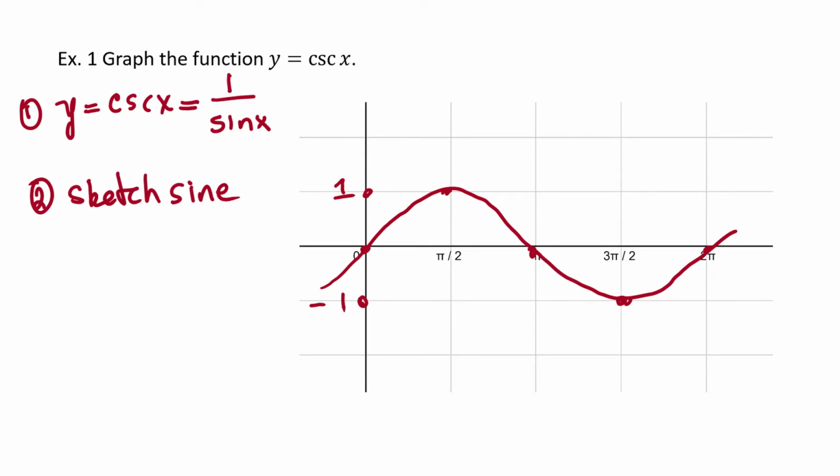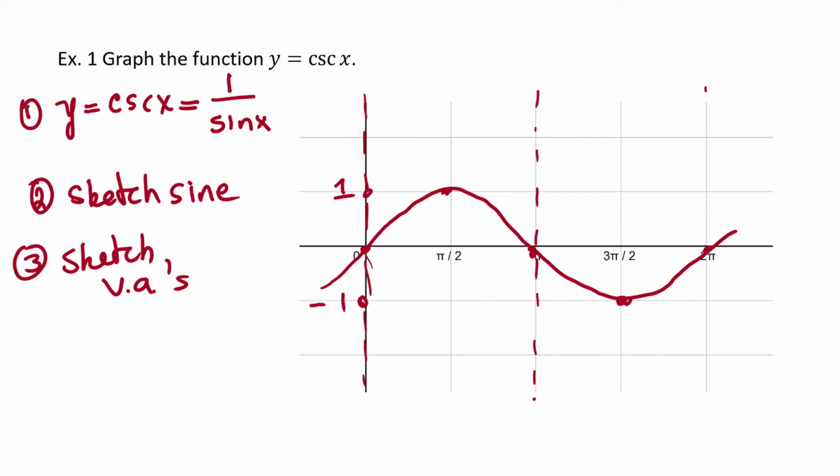Now, we've got the sine, and we know that sine of x is in the denominator, so let's now sketch the vertical asymptotes. And the nice thing here is we draw the vertical asymptotes every place the sine crosses the x-axis. So the y-axis will also have one vertical asymptote, one at pi, another one at 2 pi, and because this is periodic, we know that we will have a vertical asymptote at every integer multiple of pi.